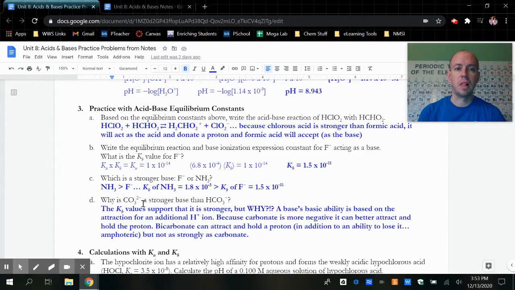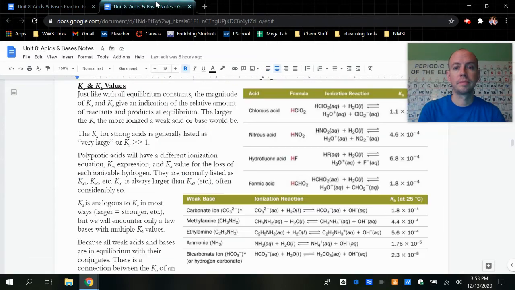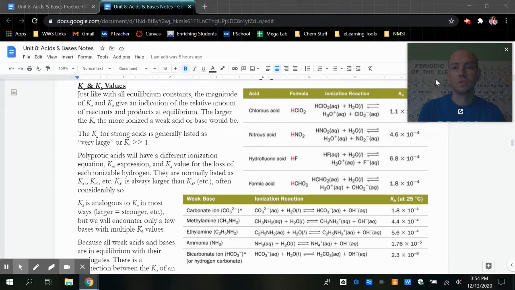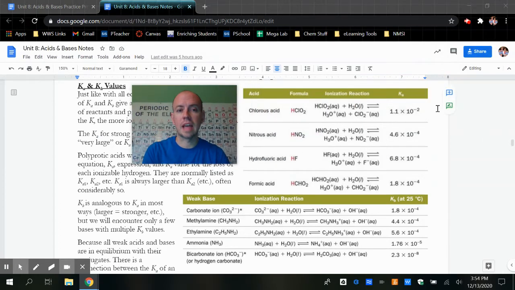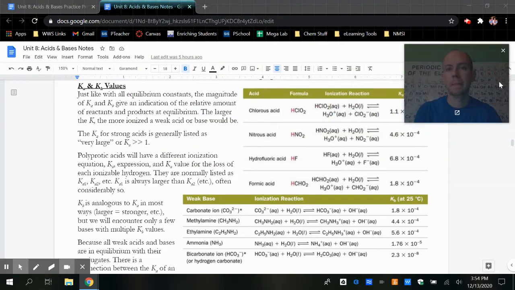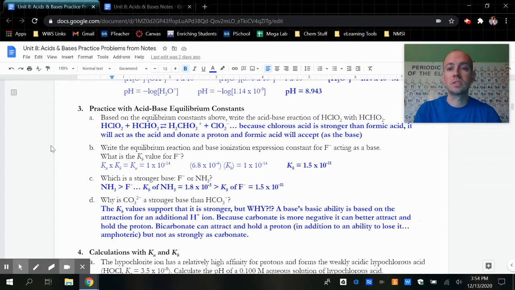Here it's asking us to apply information about Ka values to compare the strength and reactions of acids and bases. So I'm going to click back and forth to the notes to see our values as well. It gives us chlorous acid, which is 0.011 in terms of a Ka, and formic acid, which is 0.00018. So in that case, chlorous is significantly stronger or has a significantly higher Ka value.